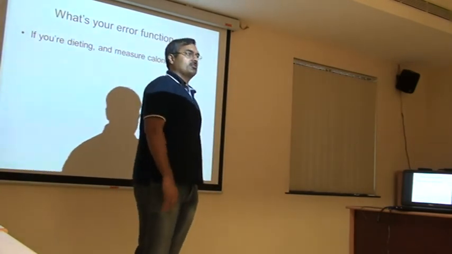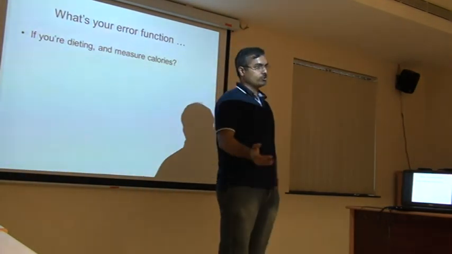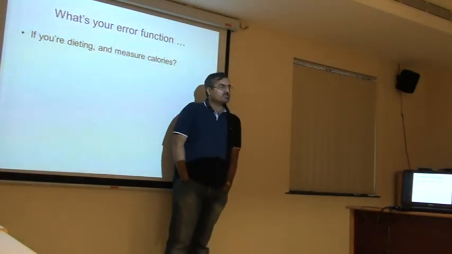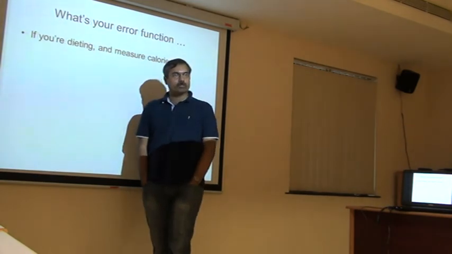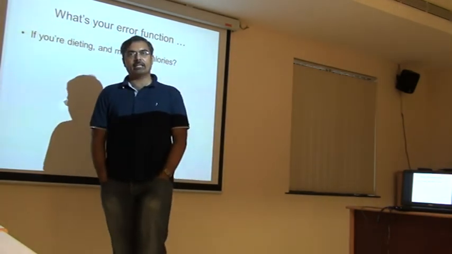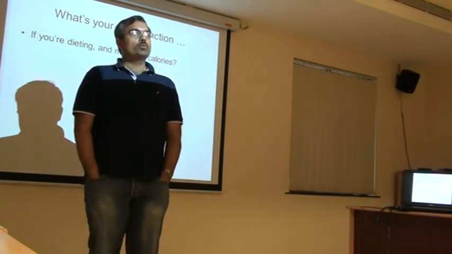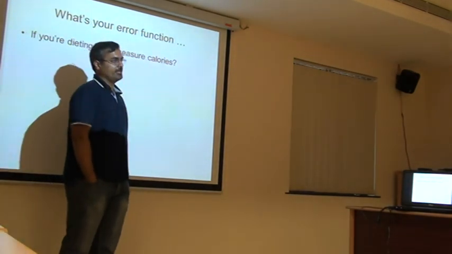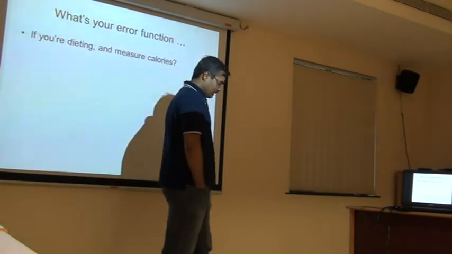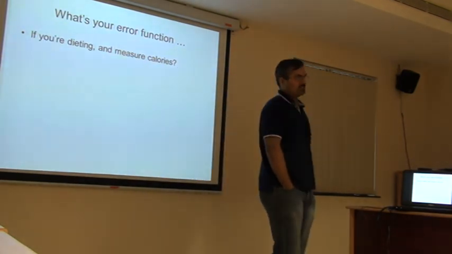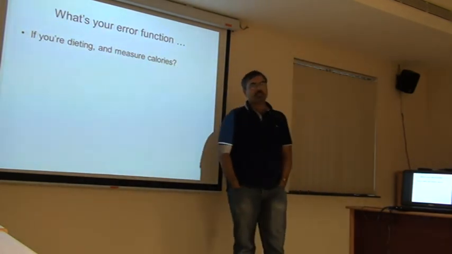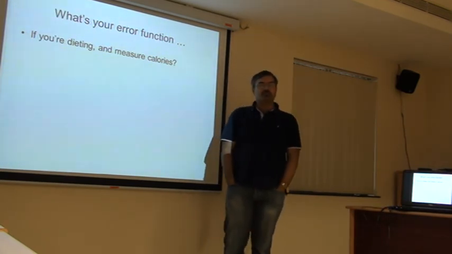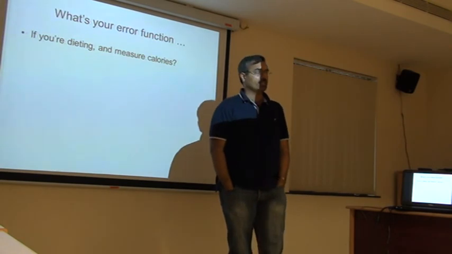Let's just pick a number. Below 2,000, you're not getting enough. Above 2,000, you're getting a bit too much. So on average, try and make sure that you're staying around this much. Now, supposing I measured my calorie intake every day, what would my error function possibly look like? What would my variation be? If I took 100 calories less or 100 calories more on a given day, that would probably be twice as bad as if I took 50 calories less or 50 calories more.